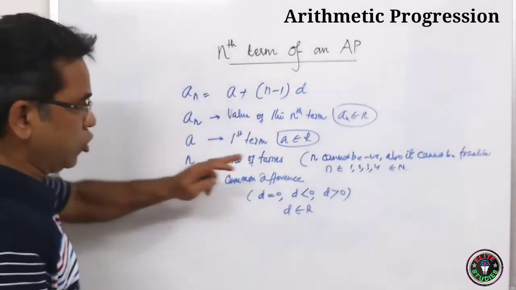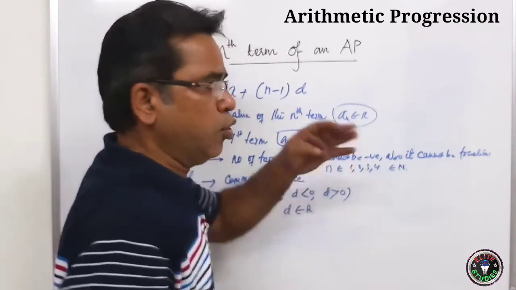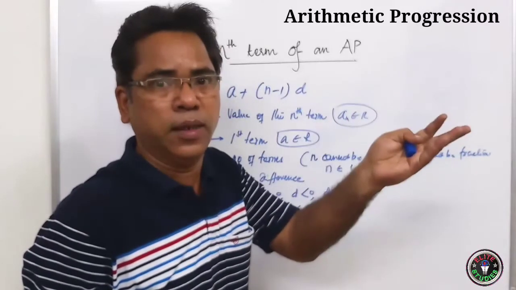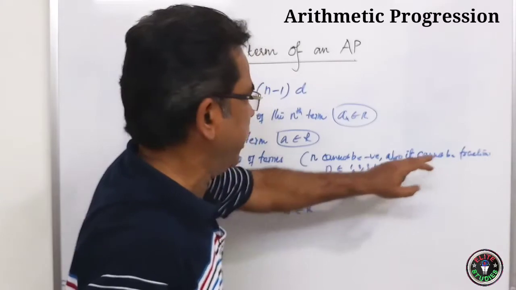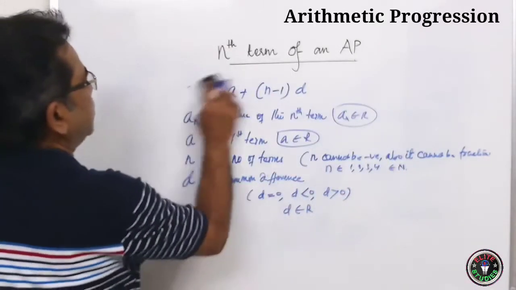But n is not so. N belongs to natural numbers. N cannot be root 3. N cannot be 0.1. N cannot be minus 3, minus 4. It cannot be 1 by 2. Very important: n should be 1, 2, 3, 4 like this. Okay. Having said this, now let us do some questions.